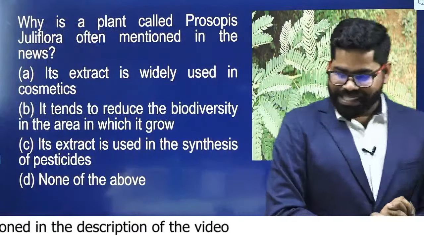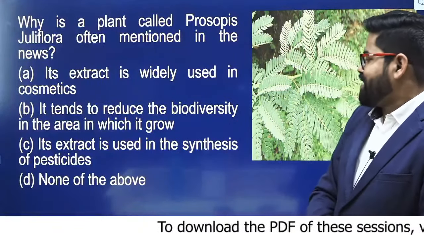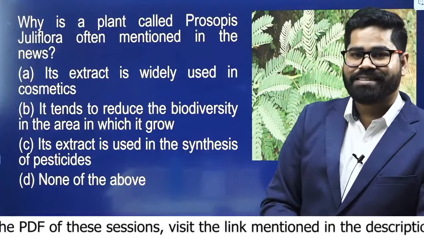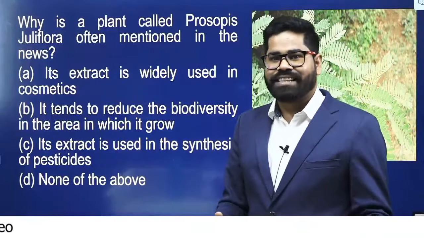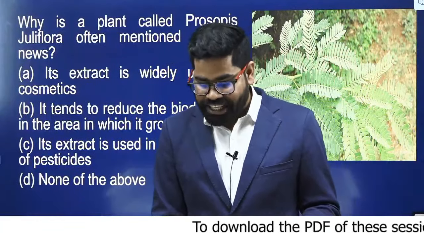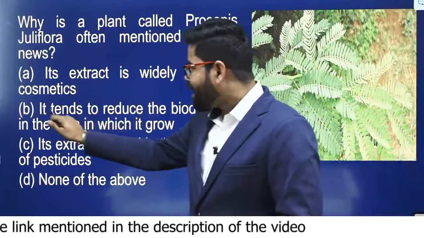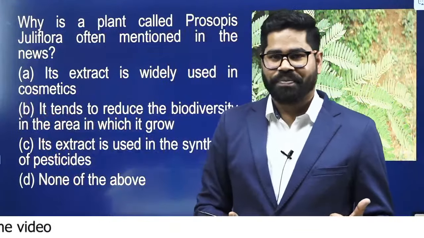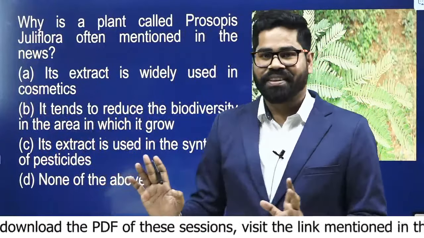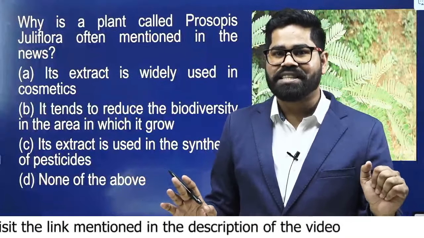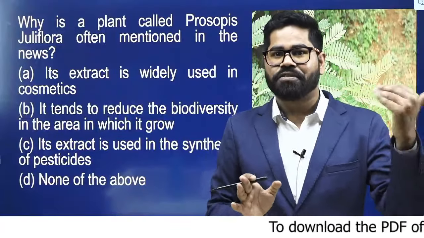See, basically, this plant is an alien invasive species. Okay, this plant is an alien invasive species. It means it can invade a certain area and it can reduce the native biodiversity which is found in that area. And for that reason, the answer here would be B. The answer here would be B, not C. It is an alien invasive species and it has the tendency to reduce the native biodiversity of a certain area.